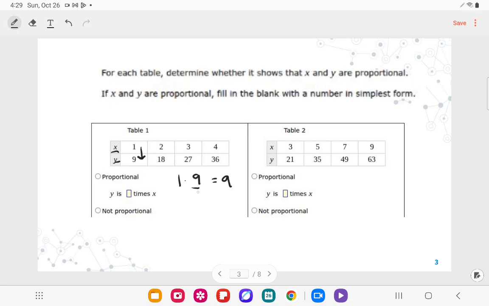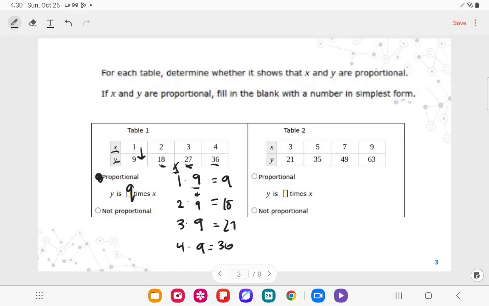Well, it's 9. If this is proportional, every time I multiply my next number by this 9, it should equal my output. So notice 2 times 9 is 18, which matches my output. 3 times 9 is 27, which matches my output. 4 times 9 is 36, which matches my output. So yes, this is proportional, and my y is 9 times my x value. Notice these were my x values, and I was multiplying each of them by 9 to get my y.